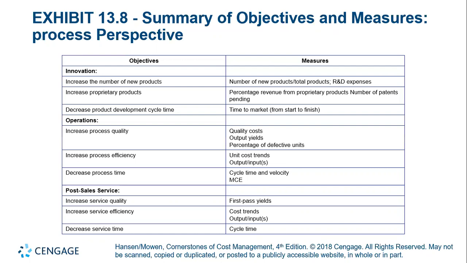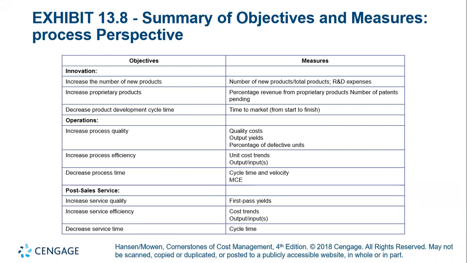Now, for the summary of objectives and measures for process perspective. Again, you have to be very, very familiar with these objectives and measures. For innovation, increase the number of new products. The measure is number of new products, total products, research and development expenses. The objective is to increase proprietary products, and the measure is percentage revenue from proprietary products, number of patents pending. Decrease product development cycle time, time to market from start to finish.